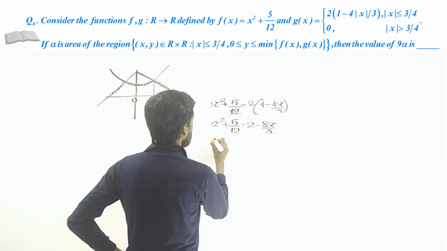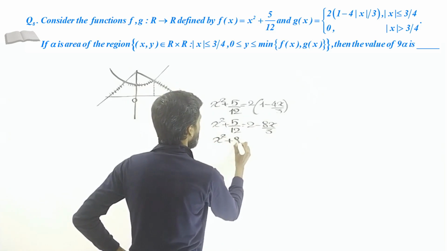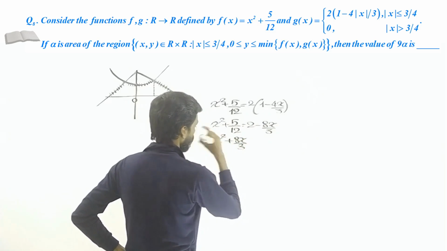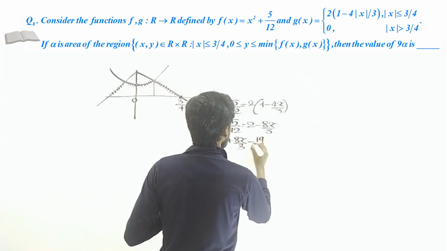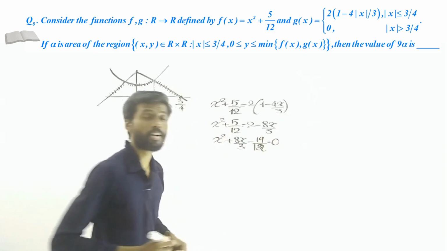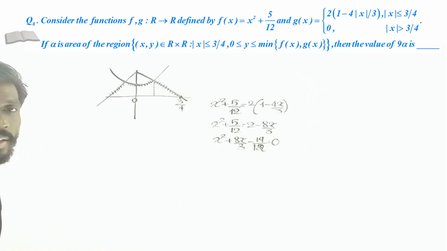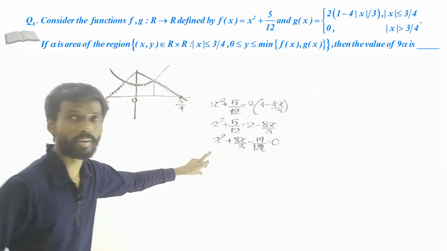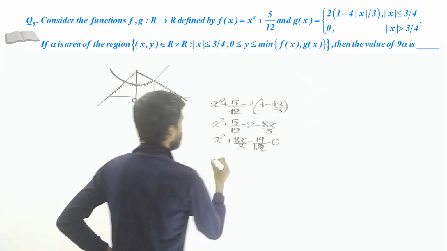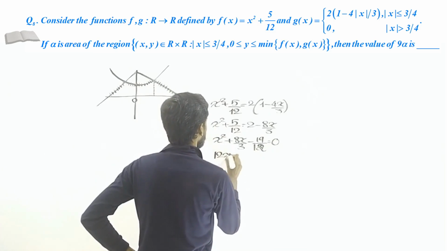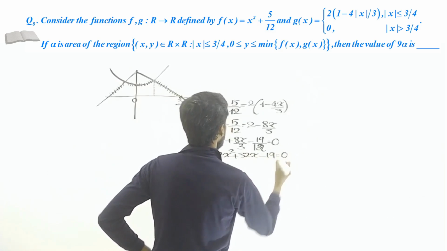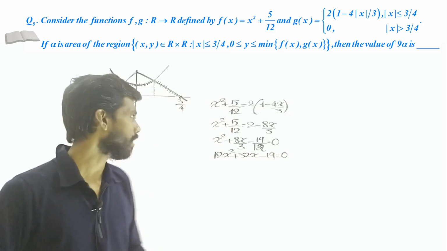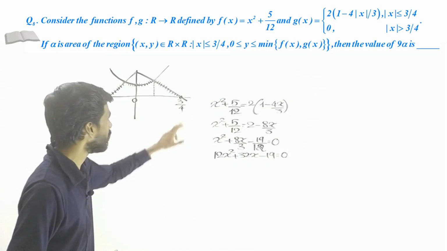So this is x square plus 8x by 3 minus 19 divided by 12 equal to 0. So this is like a quadratic equation. We have to solve this to get the value of x, right? So what are the values of x that satisfy this equation? Multiply this by 12: 12x square plus 32x minus 19 equal to 0. Solve this to get the value of x, or if it is possible to guess the value, it is 3 by 4 right here.